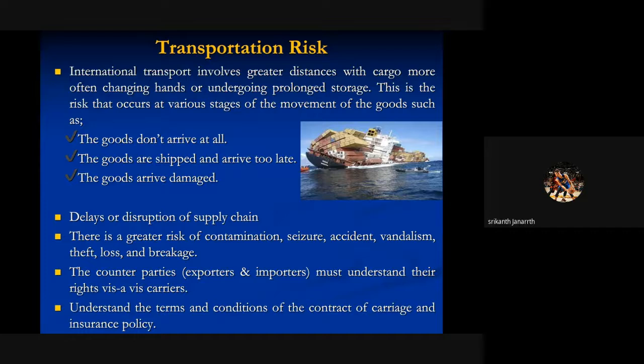Now, suppose you are importing some chemical for fertilizer, and the vessel that comes with the fertilizer met with an accident. We are badly looking for the fertilizer that didn't come. As a result, what will happen? You can see the vicious cycle. Now there's a stoppage, so the supply chain got affected. We don't have any other alternative to use.